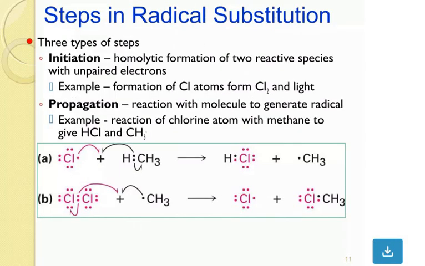So, steps in radical substitution. Three types of steps. Initiation: homolytic formation of two reactive species with unpaired electrons. Example, formation of Cl atoms from Cl2 and light. Propagation: reaction with a molecule to generate radicals. Example, reaction of a chlorine atom with methane to give HCl and CH3 radicals. You can see.